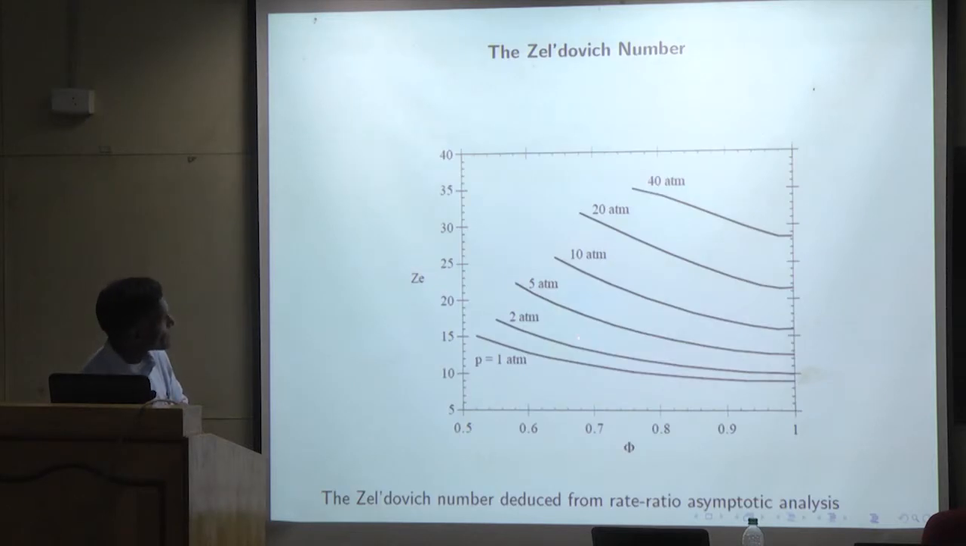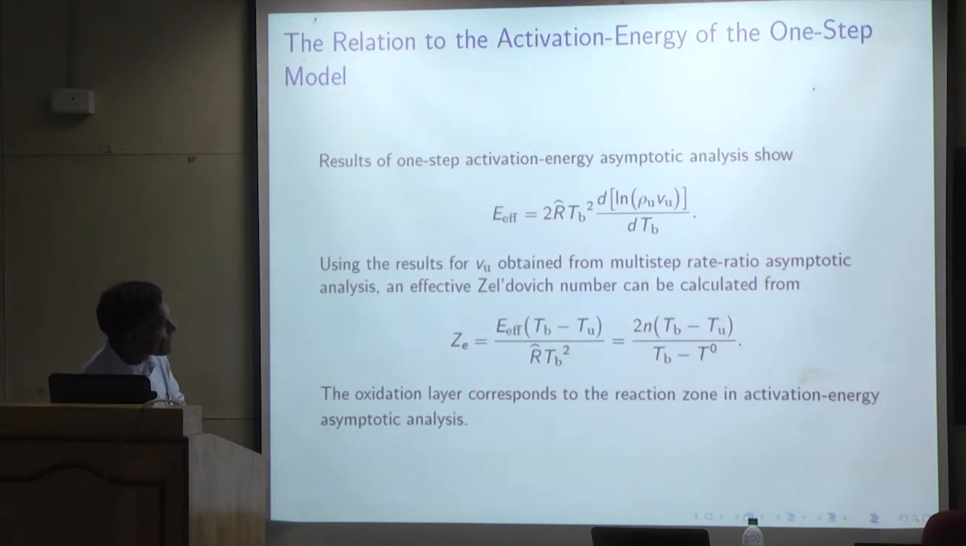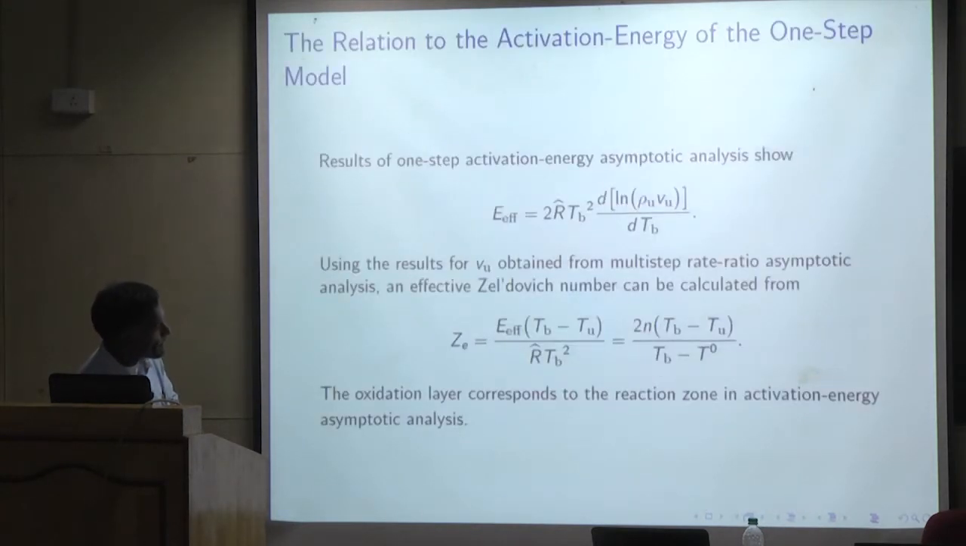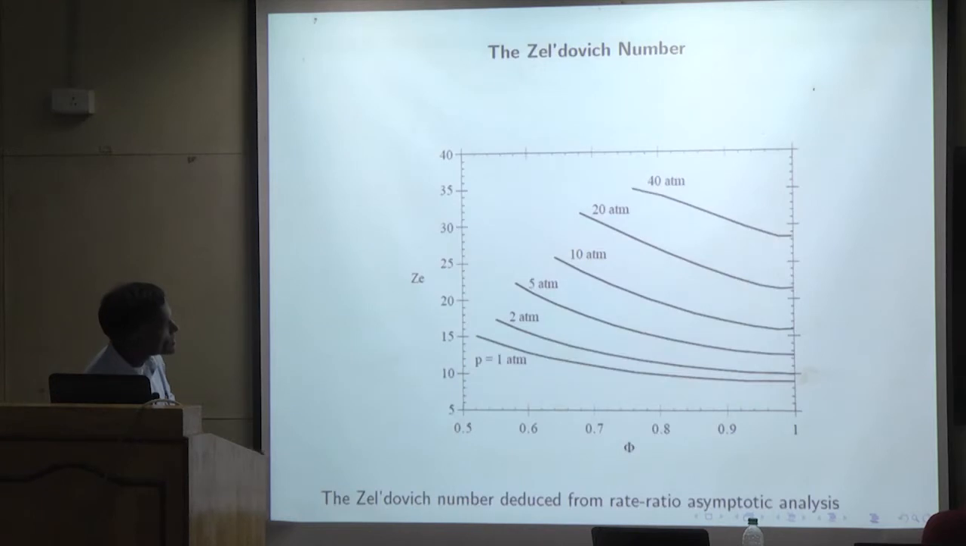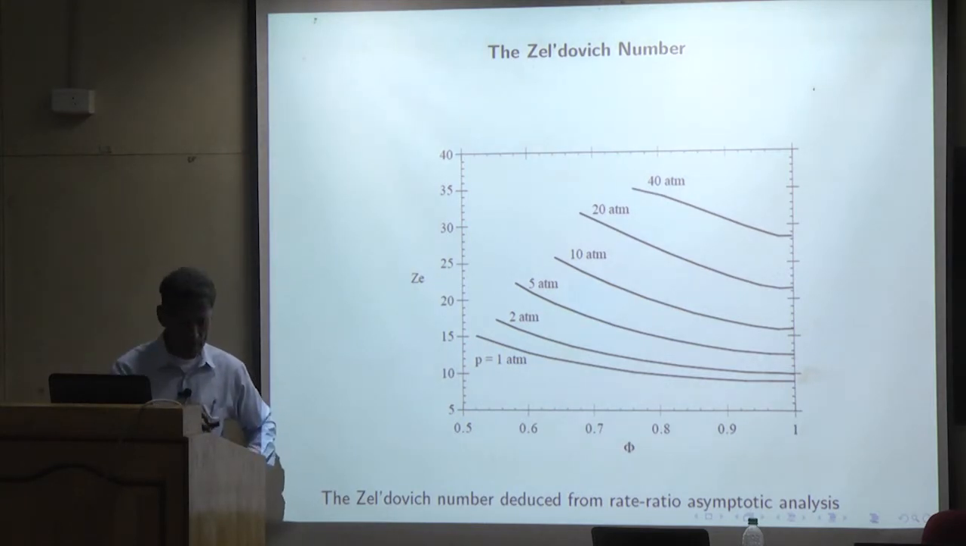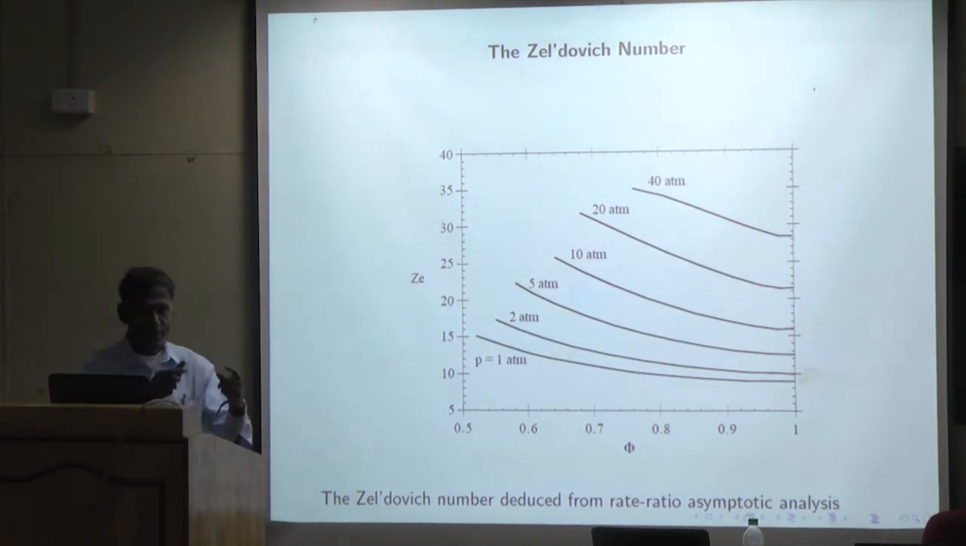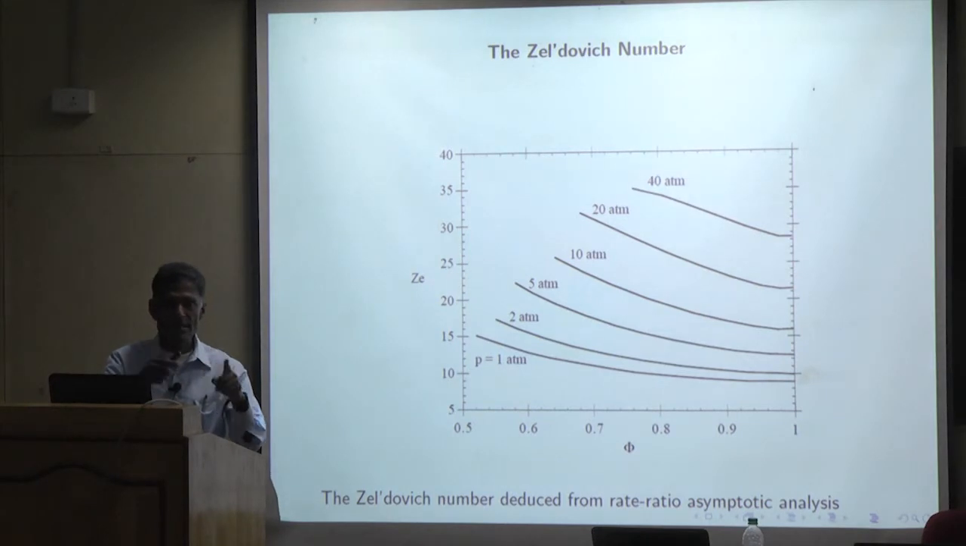So if you plot the Zeldovich number from rate ratio asymptotic analysis as a function of the combustion ratio, then you find that the Zeldovich number is large. Really what's happening is that in rate ratio asymptotic analysis, the effective Zeldovich number comes out from the analysis, which is the difference between TB and T0. Since that is small, it has the appearance of a large Zeldovich number.